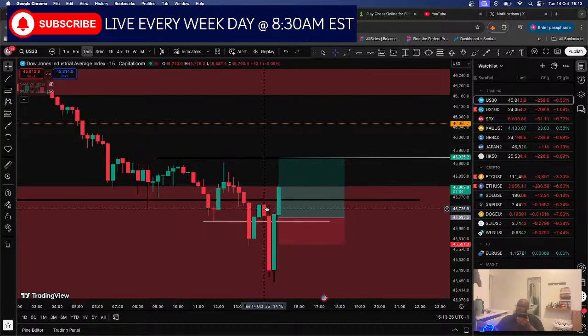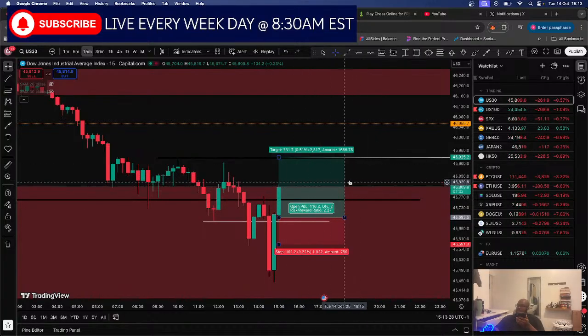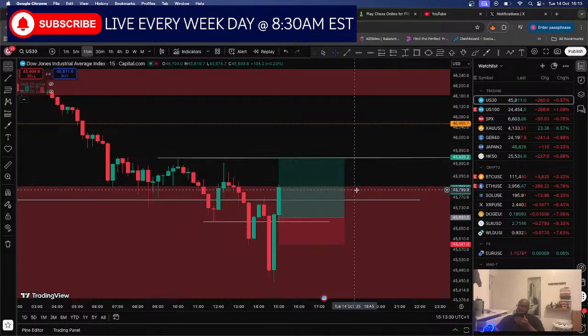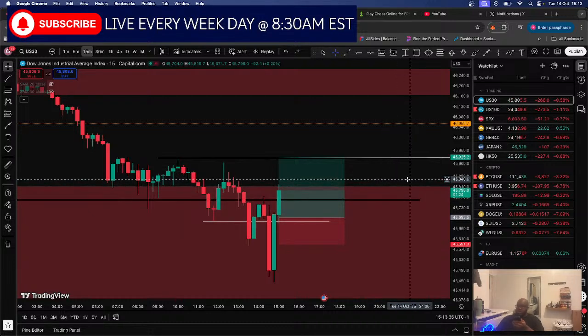Alright, so it's important that we get above this area, get above this zone to close. This is what I'm waiting to see. I need to see that this candle close above this level, 809. That's what I need to see at the moment in time.